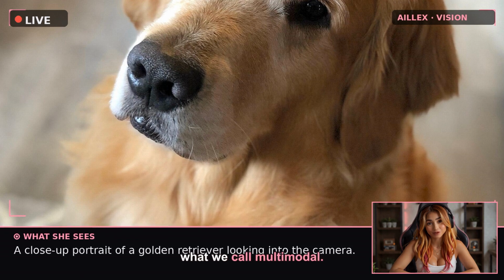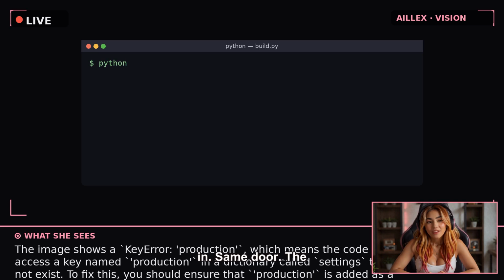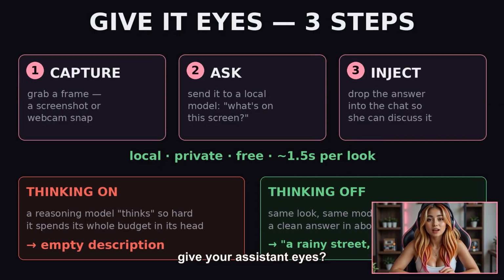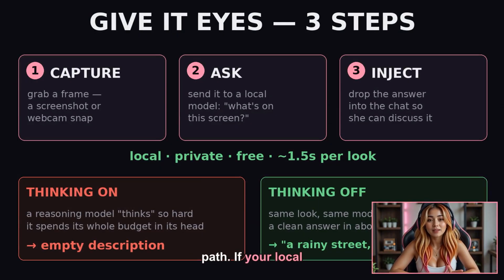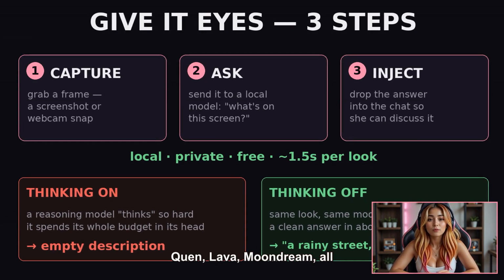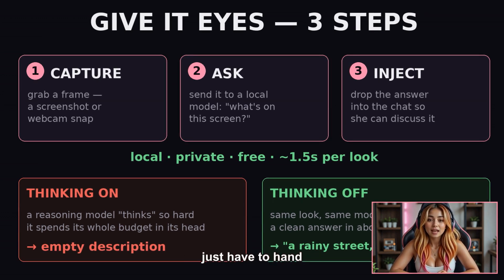Modern models are what we call multimodal. Words in or pictures in, same door. The day we pointed a camera at the world, seeing was basically free. So how do you give your assistant eyes? Two paths. The easy path. If your local model is multimodal, Gemma, Qwen, LLaVA, Moondream, all free in Ollama, you already have eyes. You just have to hand it a picture.